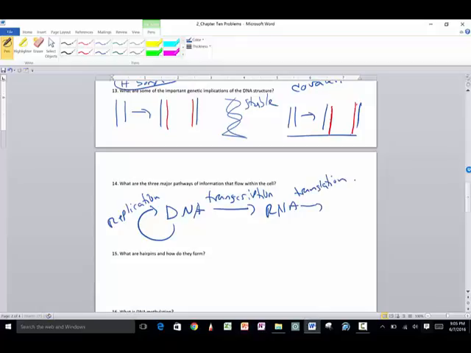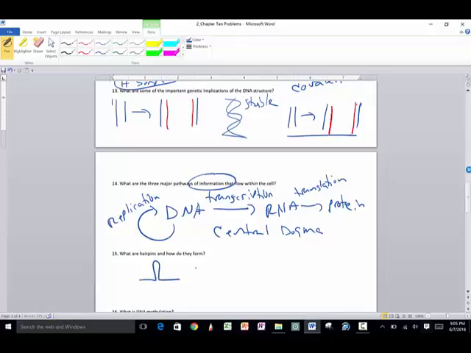If you're writing an answer to a question ever and you say transcription instead of translation, you'll probably get a point off every time you do that. So it's important to make sure you know what transcription is, you know what translation is, what kinds of things happen during transcription, what kinds of things happen during translation, and DNA replication as well. So that's the flow. Call this the central dogma. And the idea is that it's all about information. It's information flow.